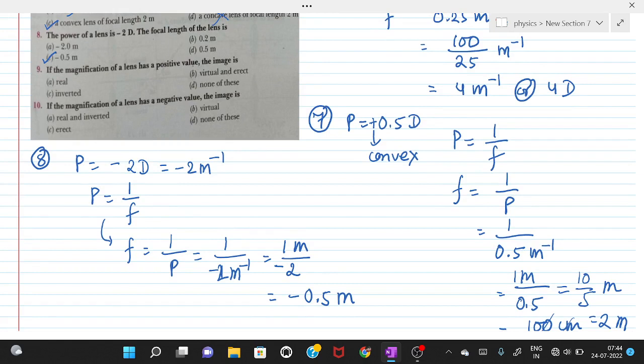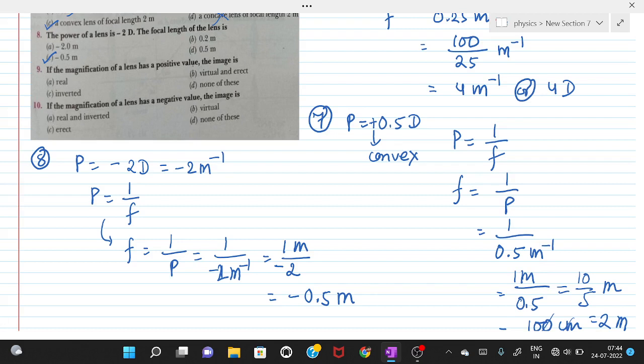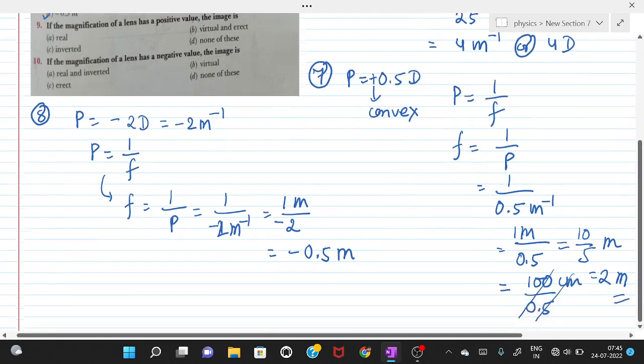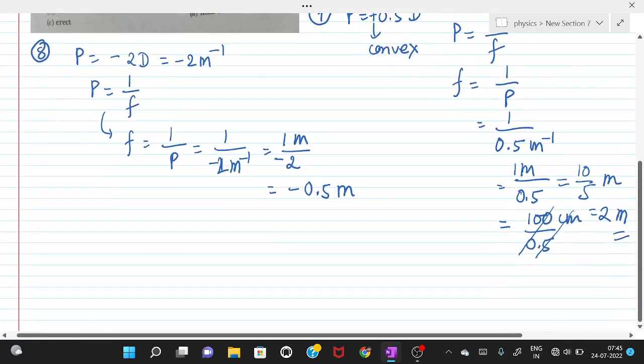Listen very carefully. It is a very good question. If the magnification of a lens has positive value, the image is: option A real, option B virtual and erect, option C inverted, option D none of these. So now question number 9: magnification is positive.